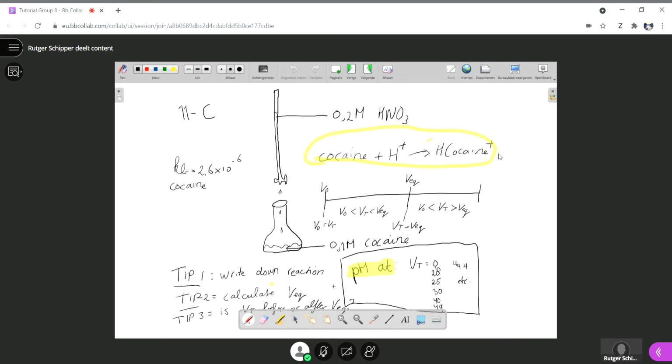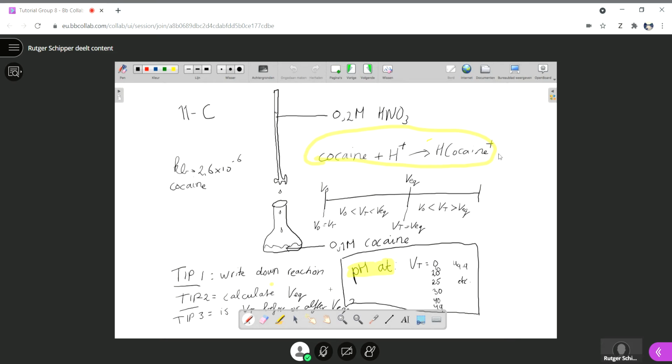So there are some information points we get in the question. The amount of cocaine we have is 100 milliliters with 0.1 molar of cocaine. Cocaine is a base, so it is able to accept a proton from water or an acid. And we're going to titrate with 0.2 molar of nitric acid.